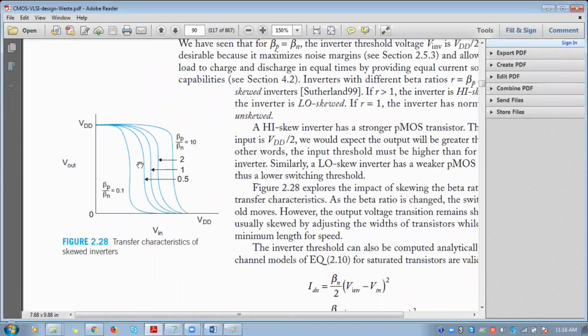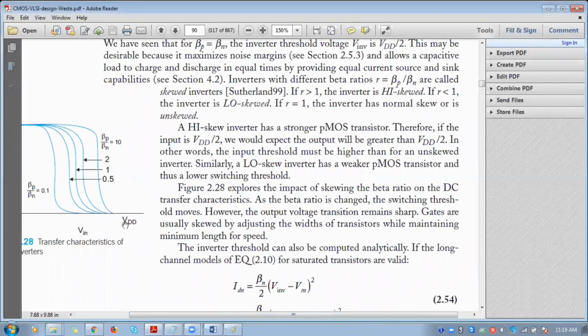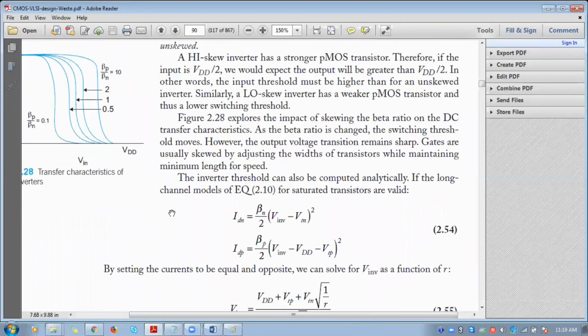If the beta ratio increases as the PMOS size increases, the characteristics curve shifts rightwards. And if you are moving towards a low skew, the characteristics curve will shift leftwards. So depending on the need in different applications, we will be considering different beta ratio inverters.